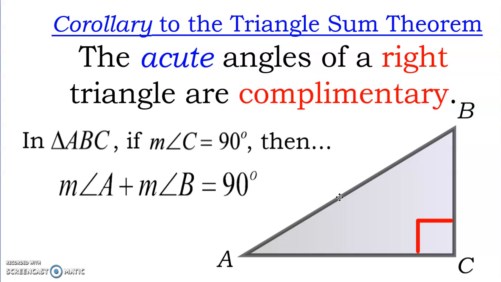So there is a corollary to the triangle sum theorem, and that's that the acute angles of a right triangle are complementary. This is spelled wrong. Complementary. So that means that if you have a right triangle, so we see this right angle at angle C, we know that the measure of angle B plus the measure of angle A have to add up to 90 degrees. So if this is 90, then A plus B have to add up to 90, because then that will total 180. So that's just a shortcut you can use. You don't have to use it.